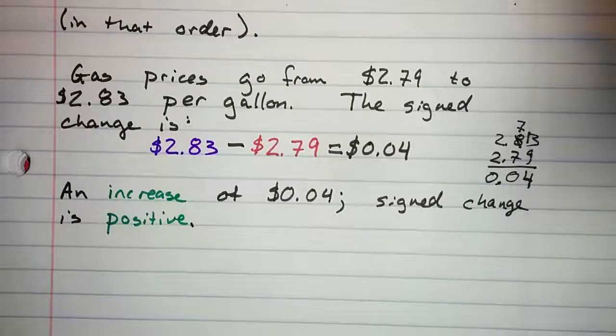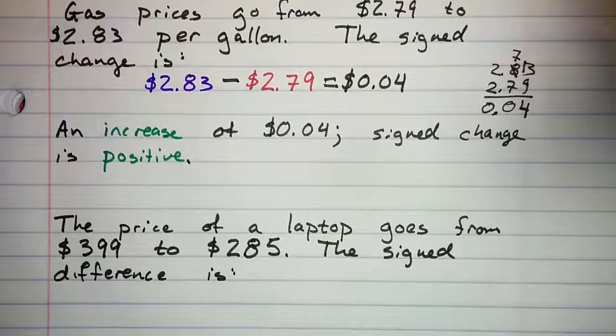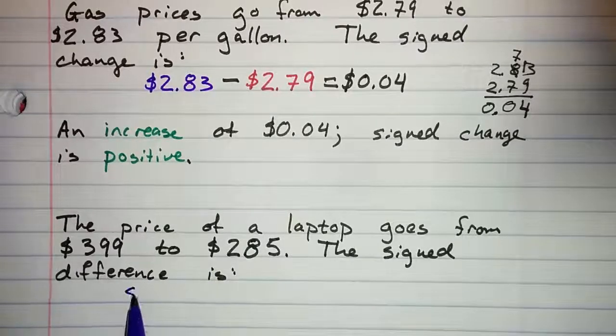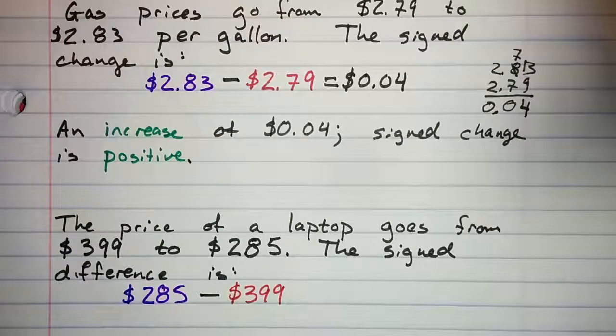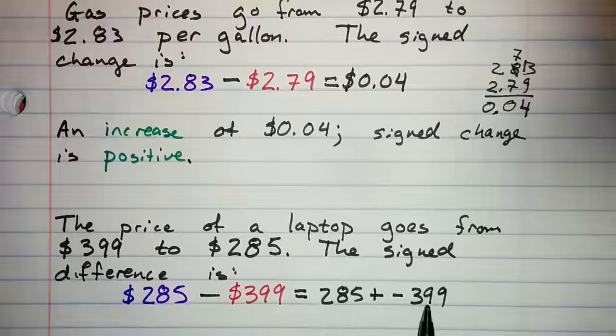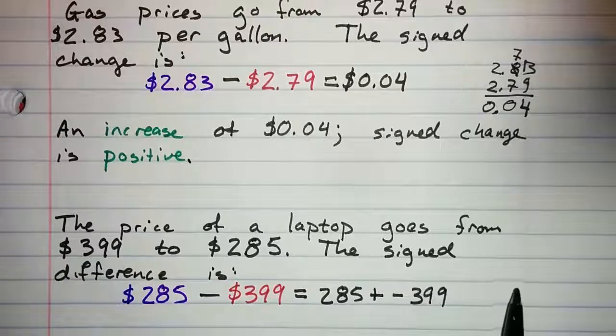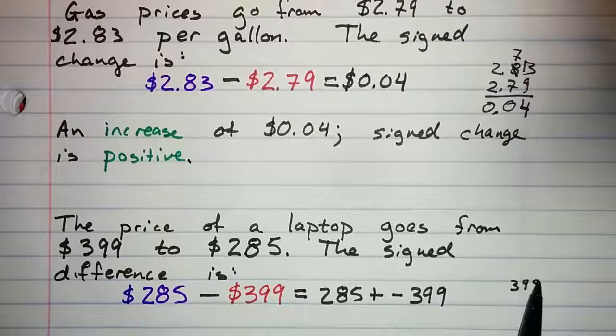On the other hand, suppose the price of a laptop goes from $399 to $285. The signed difference between those prices is the later price minus the earlier price. Oh, this is smaller minus bigger. So we'll need to write that as, dropping the dollar signs, 285 plus negative 399. So these have opposite signs. The operation I want is subtraction. Bigger minus smaller, because that's how the algorithm works.